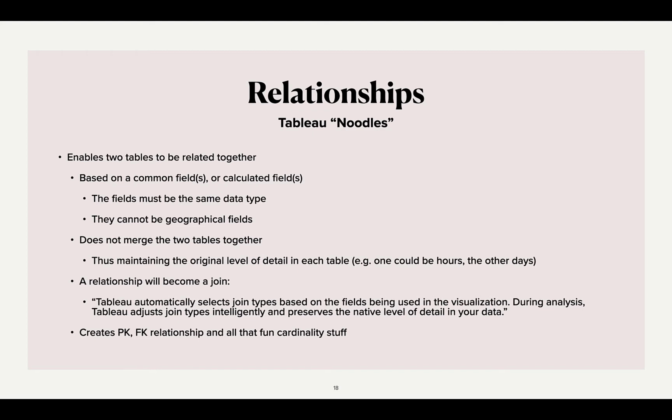It's also important to understand what is Tableau doing with this join, with this relationship? The relationship is eventually going to become a join, but it's a join that Tableau will automatically create and select the best join type depending on the visualization that you're creating. So this happens during the visual analytics that you're doing, and it again preserves the native level of detail in your data. So these relationships are basically creating primary key, foreign key relationships, and all that fun cardinality stuff.